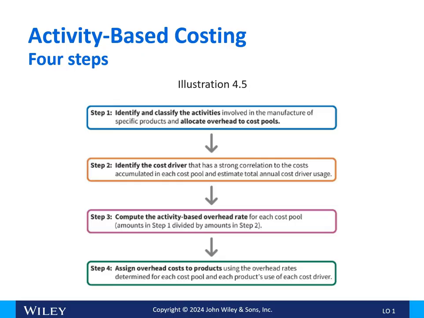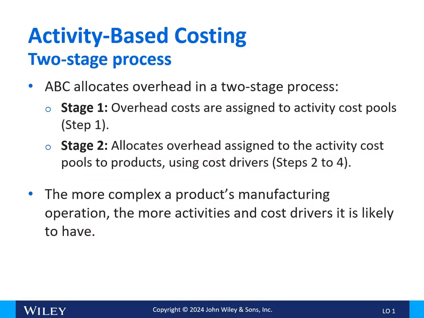Two-stage process. Overhead costs are assigned to activity cost pools, and then we're allocating overhead assigned to the activity cost pools to products using cost drivers, and that's steps 2 through 4. The more complex a product's manufacturing operation, the more activities and cost drivers it is likely to have. So we're going to see some with 3, 4, but there could be manufacturing companies that have 10, 20, 30 cost drivers depending on how complex it is to manufacture a product.